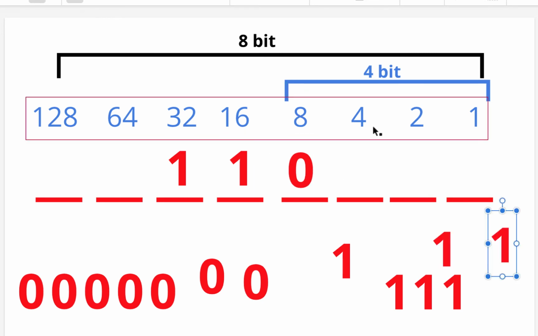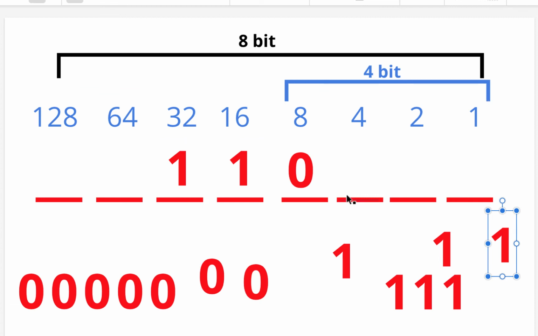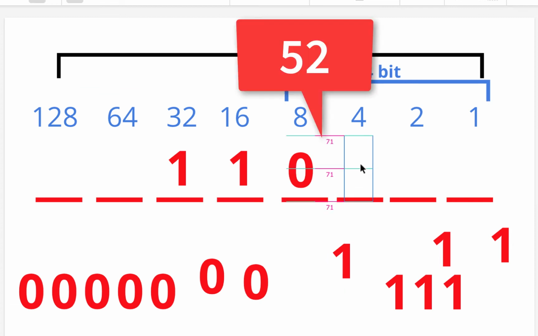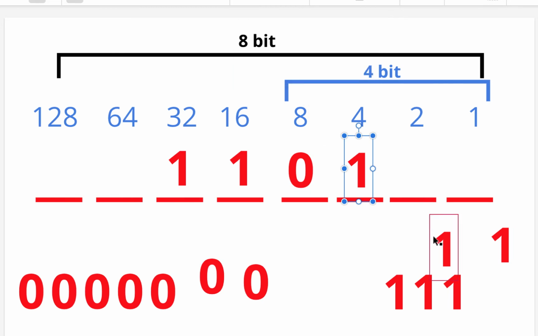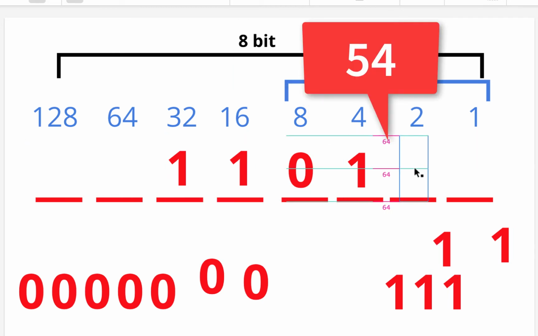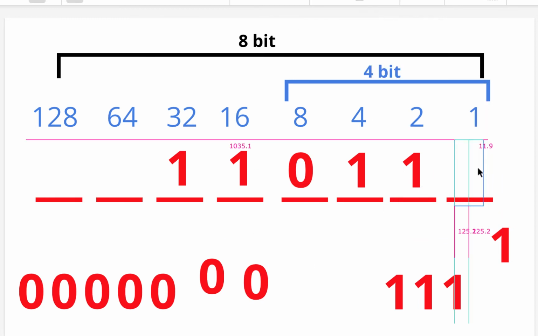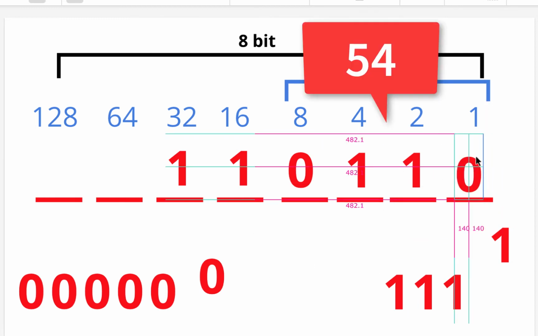What if we add 4 to 48? 48 and 4, that's 52. Okay, now we have 52. I still have to get to 54, so we'd put a 1 here. That would make it 54. So now we have 48 and 0 and 4. 48 and 4 is 52, and 2 is 54. So that's 54. This would be my age in binary.